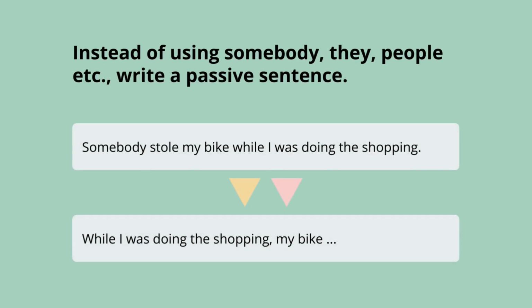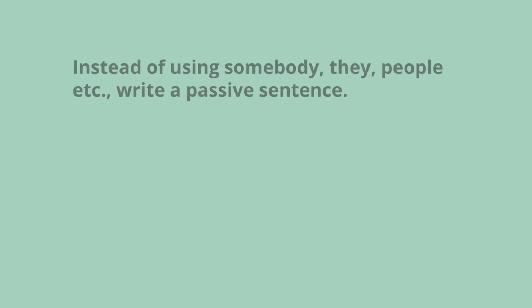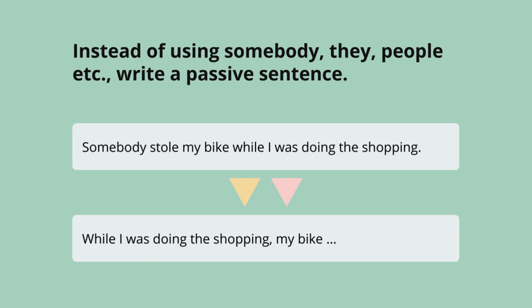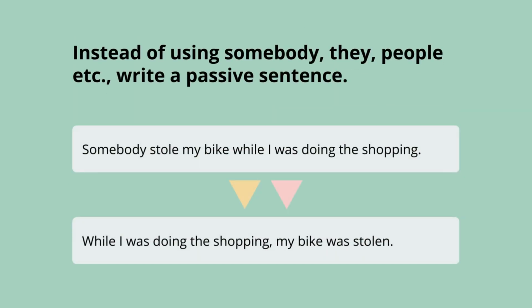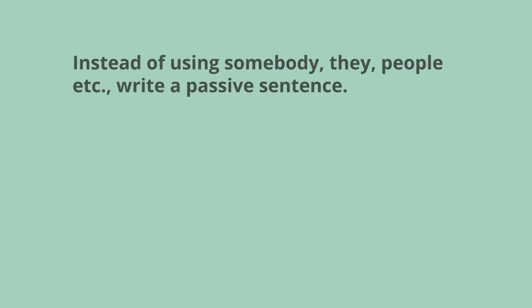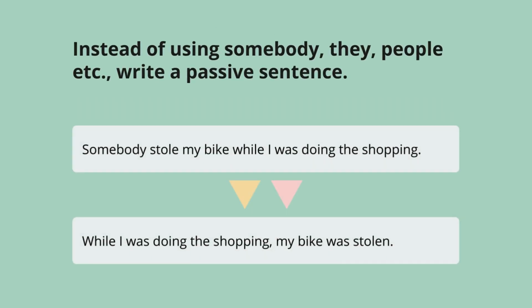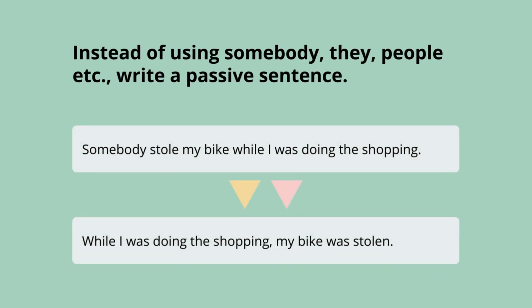Instead of using somebody, they, people, etc., write a passive sentence. Somebody stole my bike while I was doing the shopping. While I was doing the shopping, my bike was stolen.